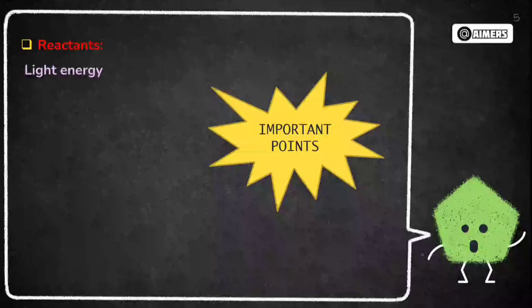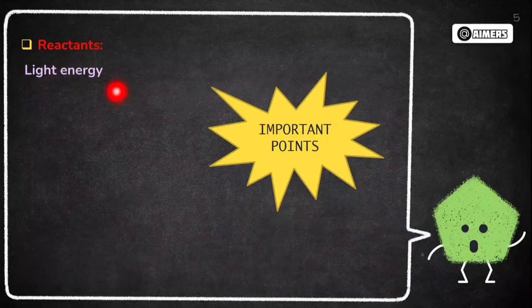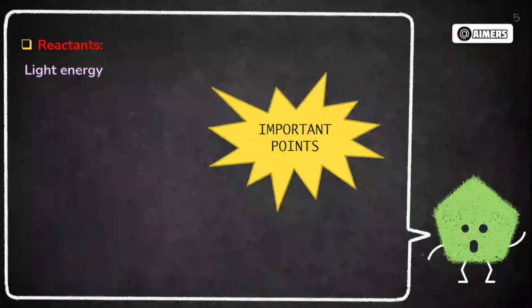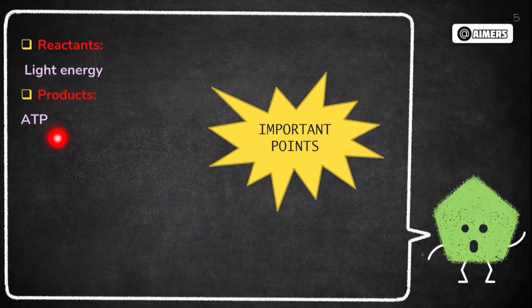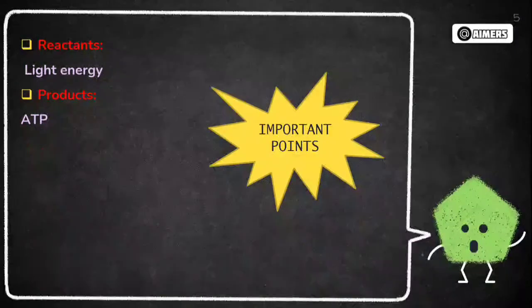First point is the reactants. Only light energy is the reactant of cyclic photophosphorylation, while water was also a reactant in the non-cyclic flow. Now, what are the products? Only ATP is produced in cyclic photophosphorylation, while in case of non-cyclic, NADPH was also produced. But in case of cyclic, there is no production of NADPH, only ATP is produced, because the plant cell or chloroplast requires ATP. The plant cell is running low on ATP. So ATP is produced in case of cyclic photophosphorylation.